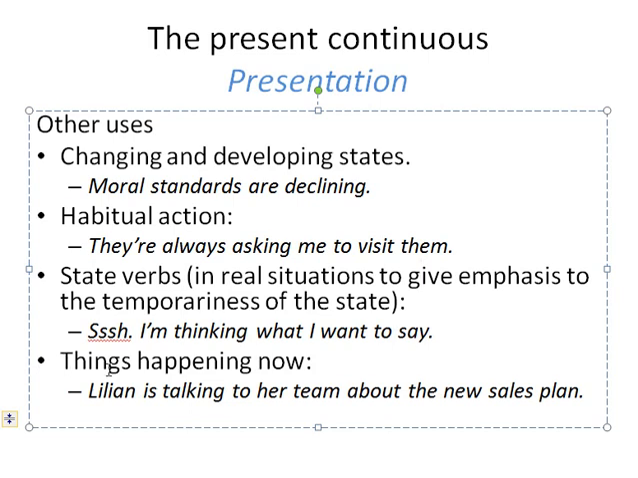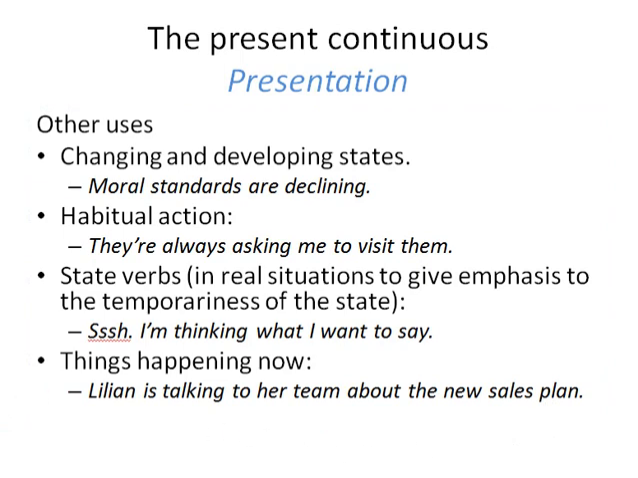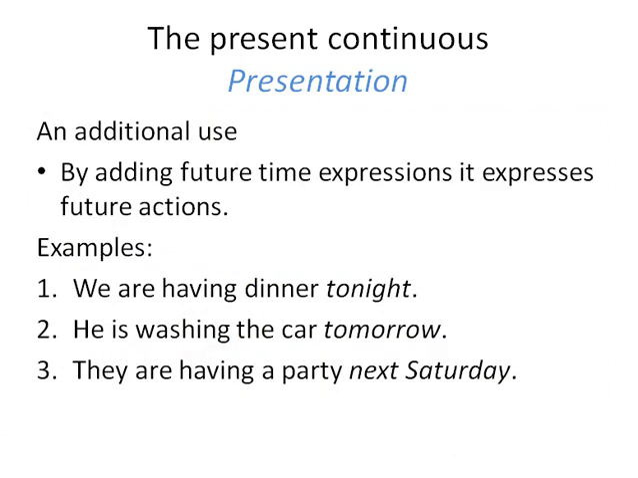To express things happening now, which is a normal use. For example, Lilian is talking to her team about the new sales plan. Nice. Now, as a final stage, we're talking about an additional use. By adding future time expressions, the present continuous expresses future actions.